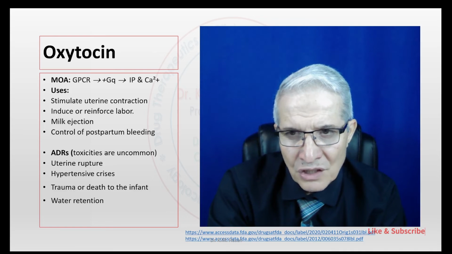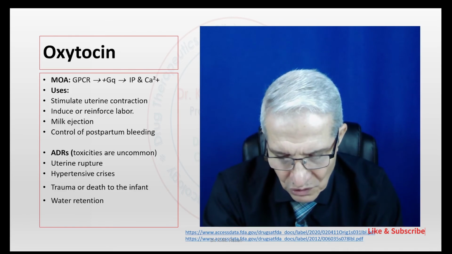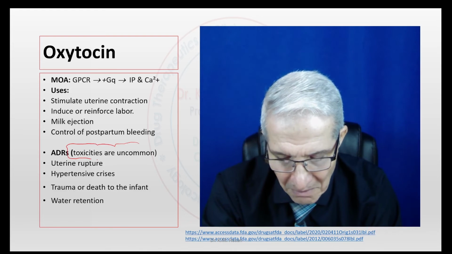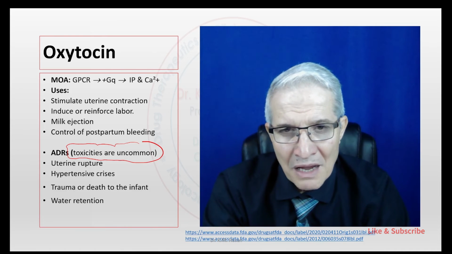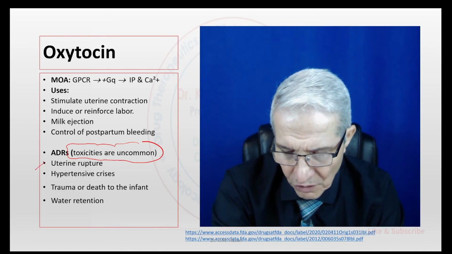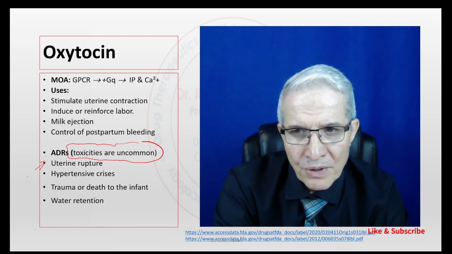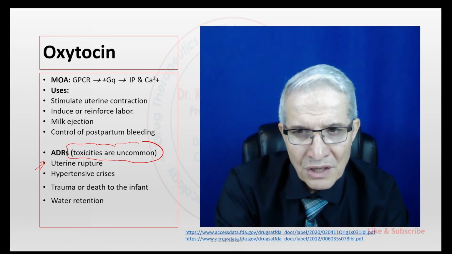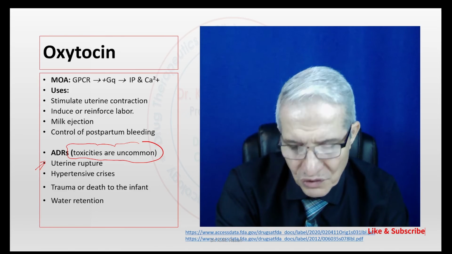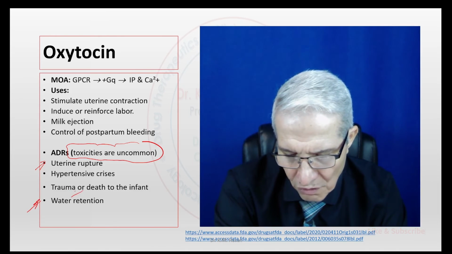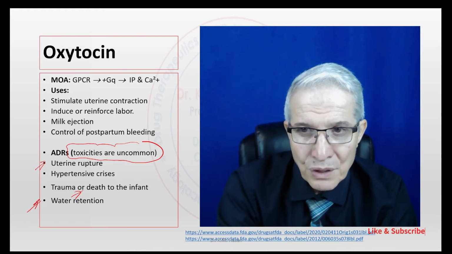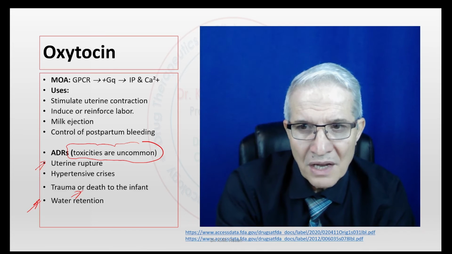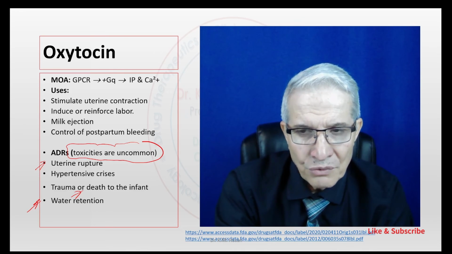Any side effects here? There is a risk of toxicity, which is considered an uncommon side effect, but if it happens, it's considered serious and sometimes life-threatening. If oxytocin is not used in an appropriate way, it may lead to uterine rupture, hypertensive crisis, water retention, and death of the infant. So these are uncommon but could be life-threatening.